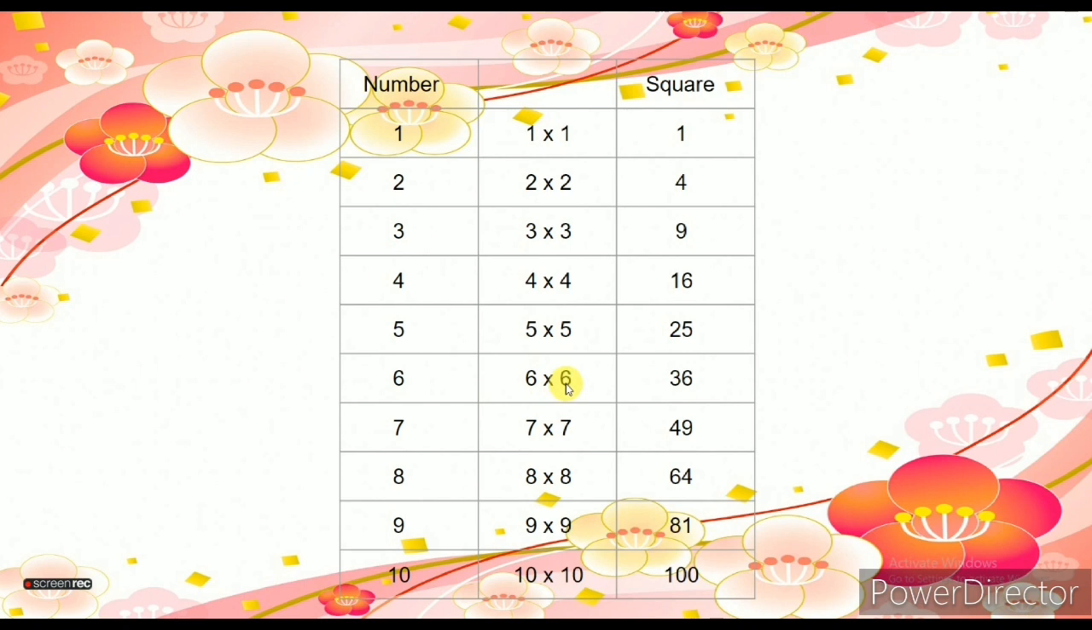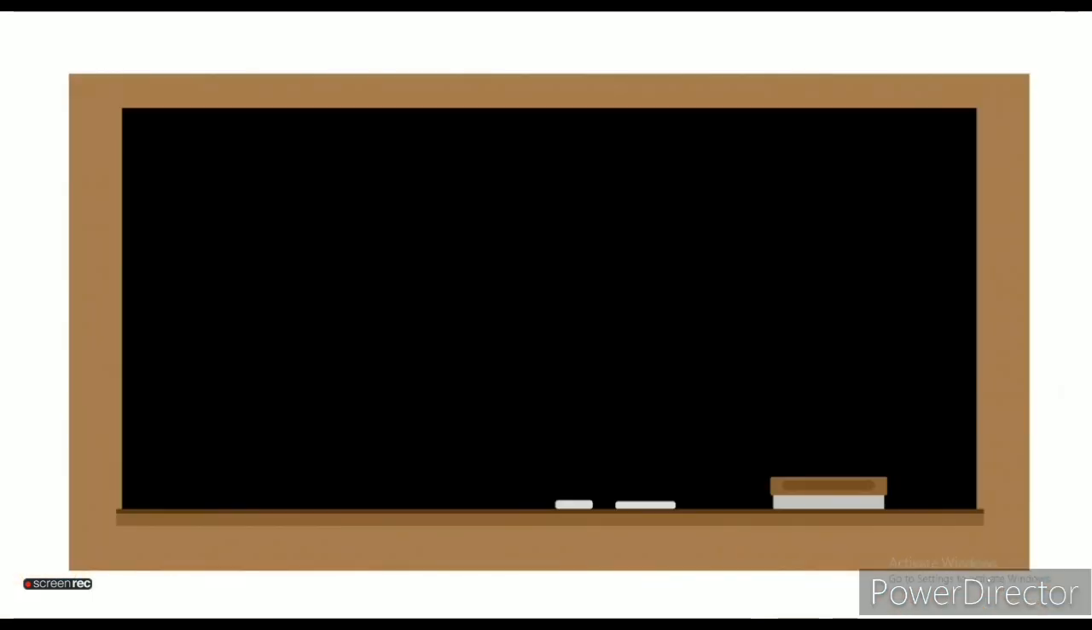Square of 6 means 6 multiplied by 6 is equal to 36. Square of 7 means 7 multiplied by 7 is equal to 49. Square of 8 is equal to 64. 9 multiplied by 9 is equal to 81. And 10 multiplied by 10 is equal to 100.